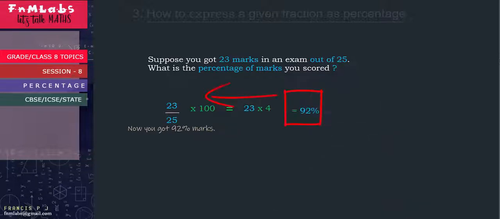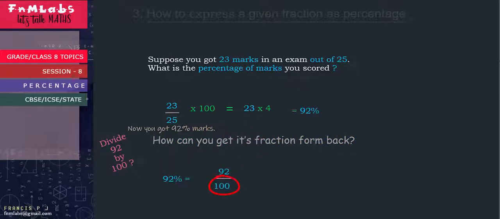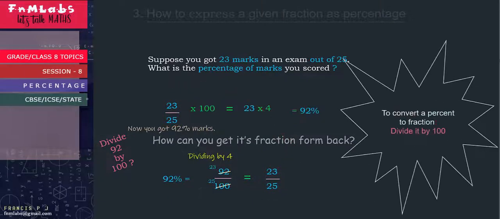Conversely, how will you convert a 92% mark back to the fraction? To get the percentage, you multiply it by 100. Obviously, you need to do the reverse process. In other words, to do this, you need to divide the percent by 100 and remove the percent symbol. Thus, 92 by 100 is equivalent to 23 by 25, which is the original marks representation out of 25. Now you know that to convert a percent to fraction, you just need to divide it by 100.